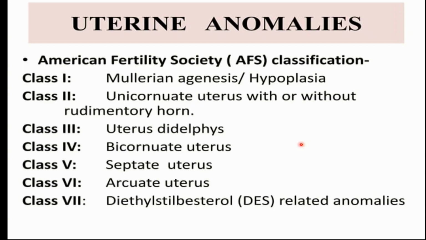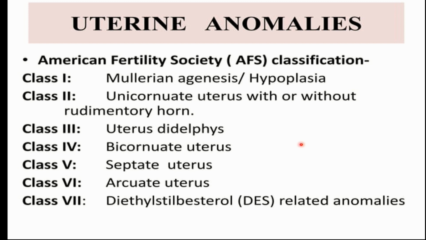The most accepted classification of Müllerian anomalies, by the American Fertility Society, is class 1 to 7, in which class 1 is total agenesis or severe hypoplasia. Class 2 is unicornuate uterus. There are different subtypes. Class 3 is uterus didelphys, which is a complete double uterus. Class 4 is bicornuate uterus, which is the most common anomaly among all these.